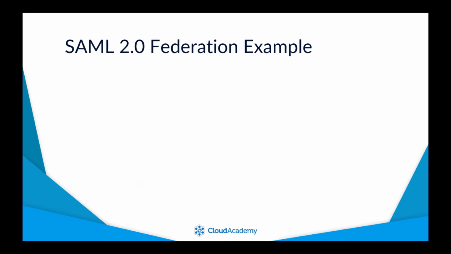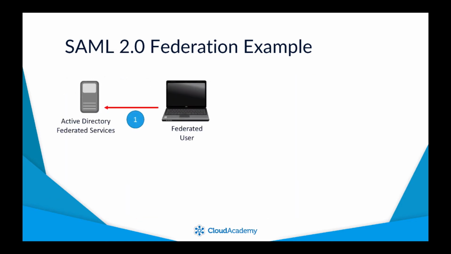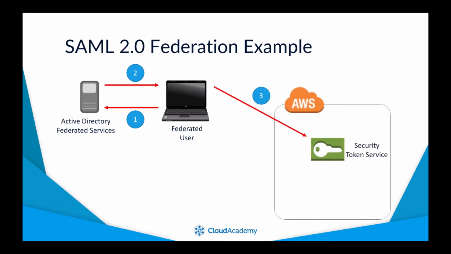Let's run through this example. A user within an internal organization initiates a request to authenticate against the Active Directory Federated Service via a web browser using an SSO URL. If their authentication is successful using their Active Directory credentials, SAML will then send a successful authentication assertion back to the user's client requesting federated access. The SAML assertion is then sent to the AWS Security Token Service to assume a role within IAM using the AssumeRoleWithSAML API.